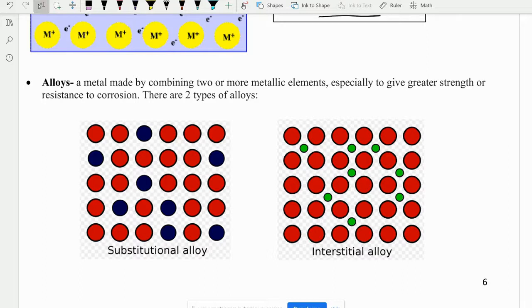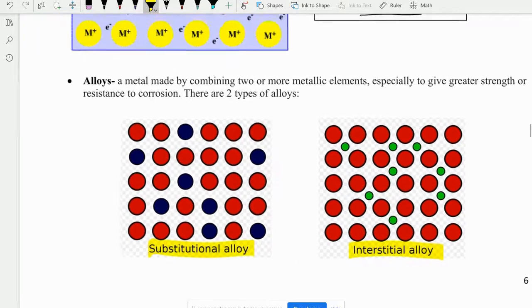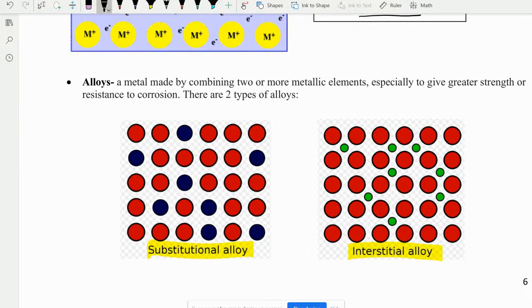So we have two different types of alloys. We have substitutional alloys and we have interstitial alloys. And if you take a look at this first example on the left, the substitutional alloy, we can just say an example could be like brass. Okay, brass is an example of a substitutional alloy.